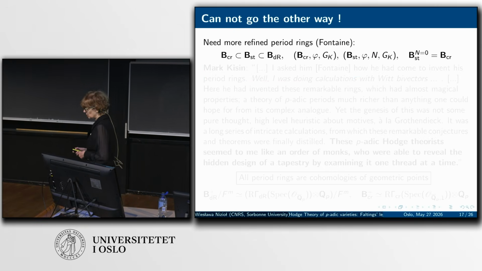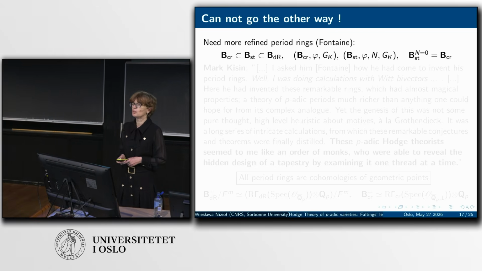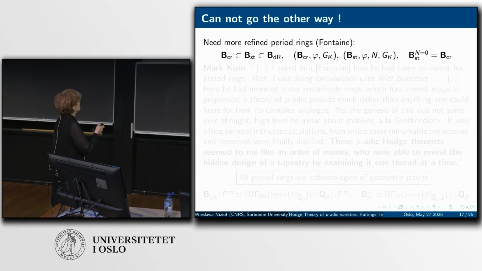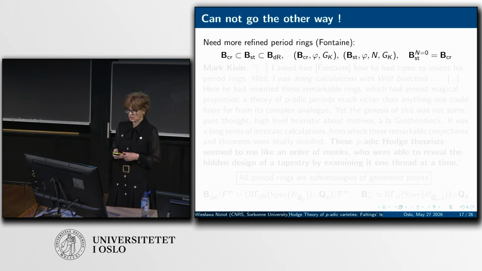When I was starting as a graduate student, we were reading all these definitions of more complicated period rings that Fontaine was coming up with. He was defining B-cris, which was supposed to capture periods of varieties with good reduction, then B-st for varieties of semi-stable reduction, and they were equipped with various additional structures. B-cris had Frobenius, B-st was also equipped with a monodromy, which comes from singularities of the reduction.